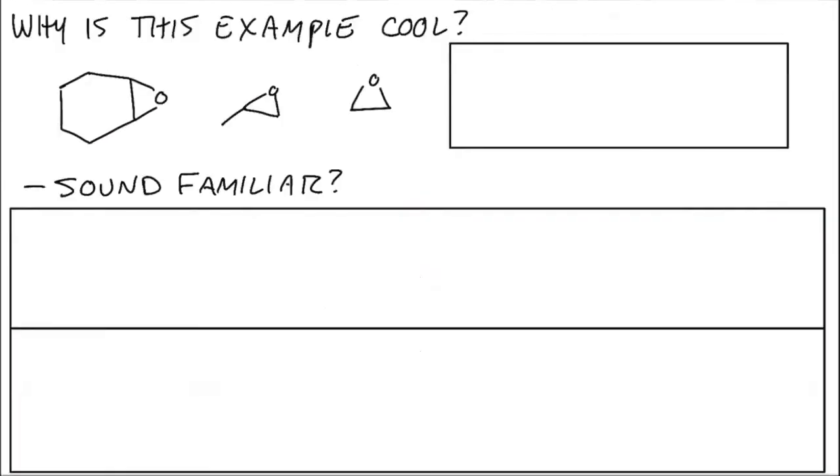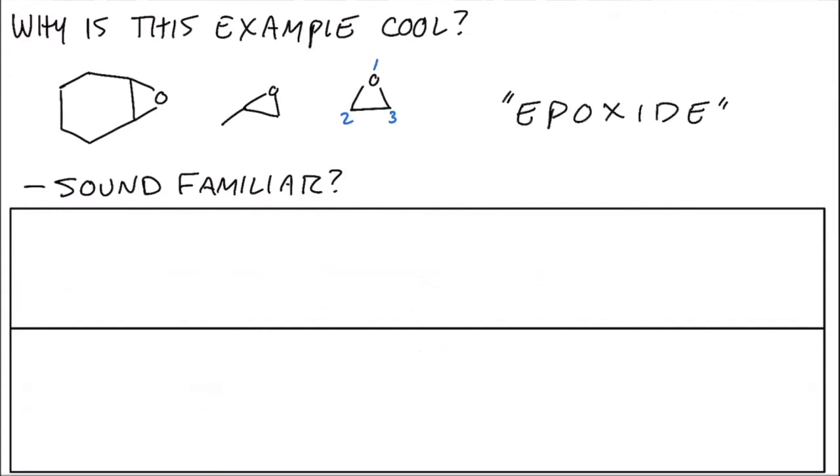But other than that, why is this cool? Why do we even care? So this is a special example because of this kind of weird party hat ring, right? This three-membered ring where we have the oxygen as one piece and then two carbons, and they're all connected together. And so when we make a molecule with this sort of functional group, we call it an epoxide.